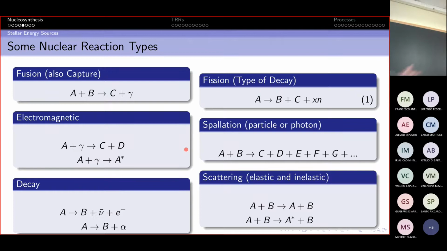So it forms a nucleus plus energy. Electromagnetic reactions involve a photon. So I might have a nucleus and a photon hits it and breaks it into two nuclei. Sometimes I'll have a nucleus and a photon hits it. This star means it's excited. It changes to a different energy level.